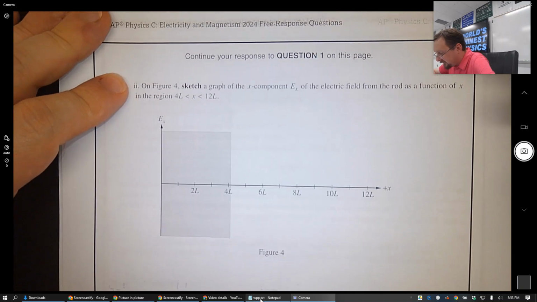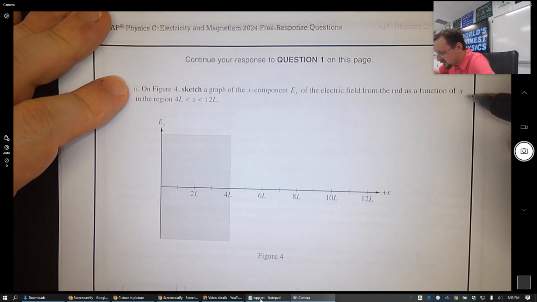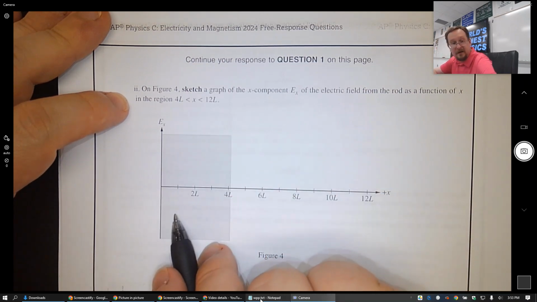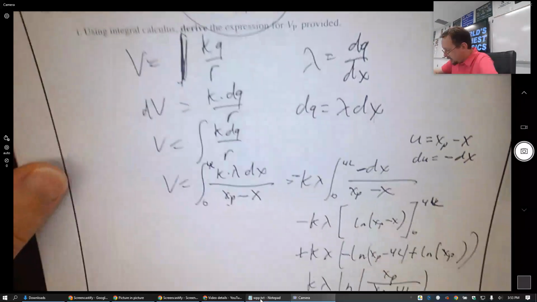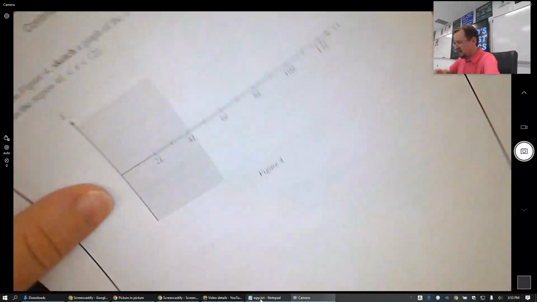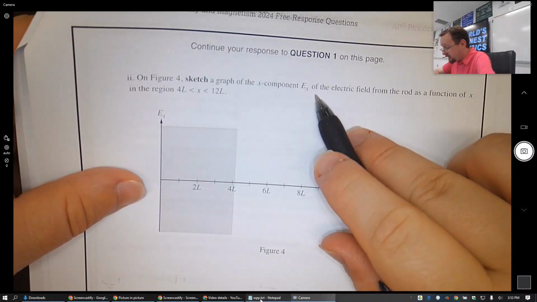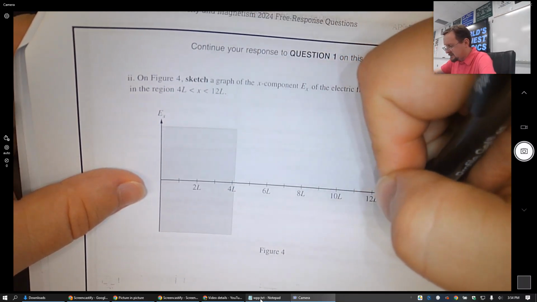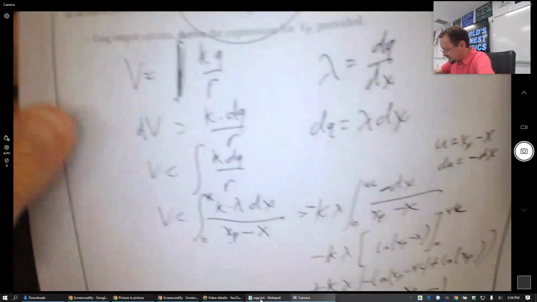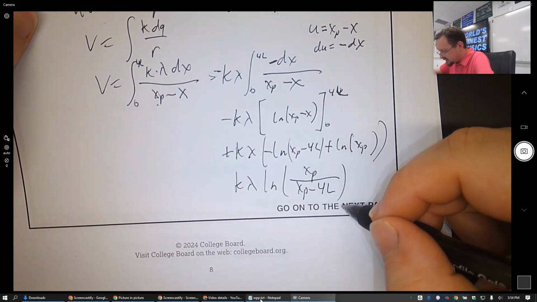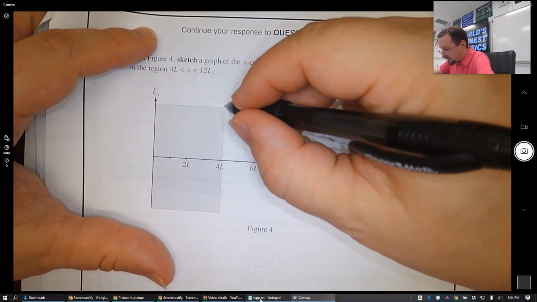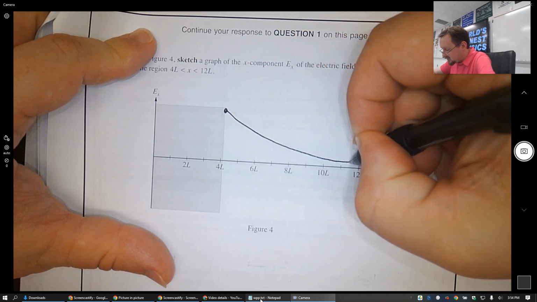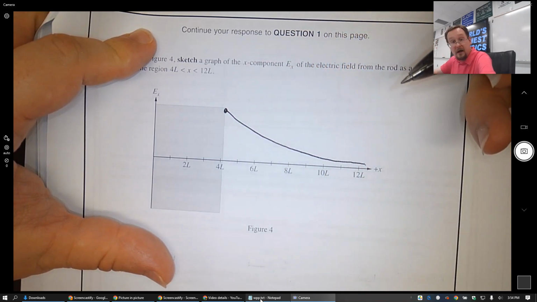On figure 4, sketch a graph of the x component of the electric field from the rod as a function of x in the region 4L to L. In other words, I guess this is shaded because they don't want you to draw in that region. Okay, so, hey, I have a calculator. Oh, of the electric field. Well, why wouldn't the electric field just decrease? I feel like the electric field would just decrease kind of the same way that Coulomb's law would. Is there a value right there? I'm not sure. I think it would look like that.